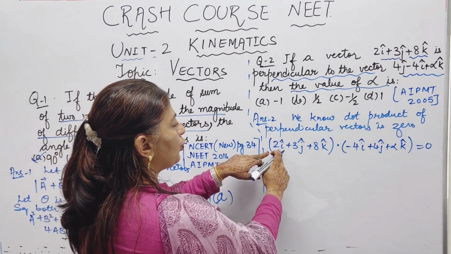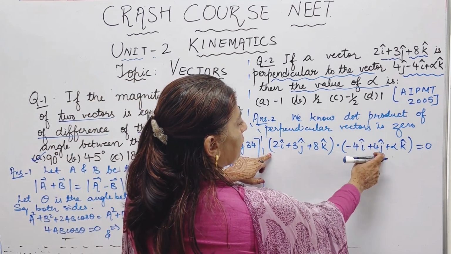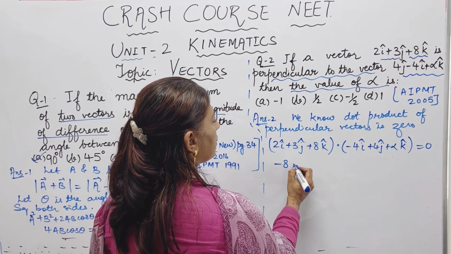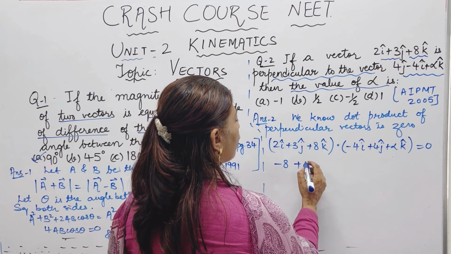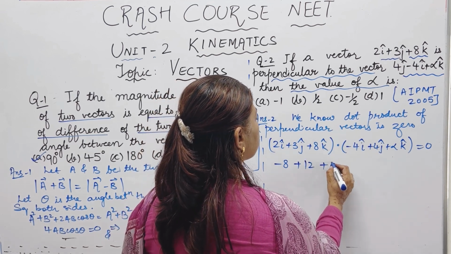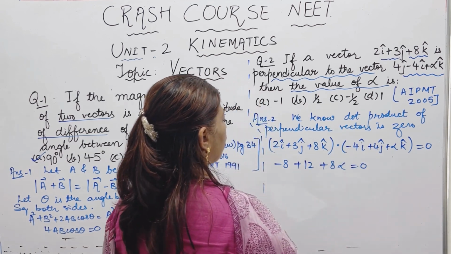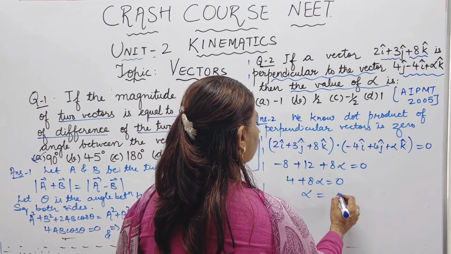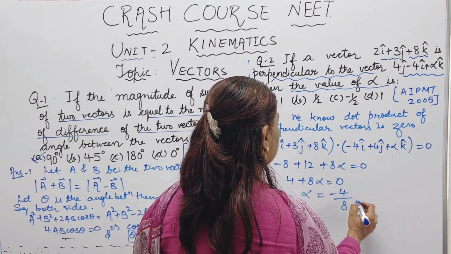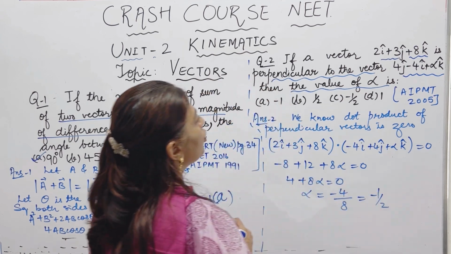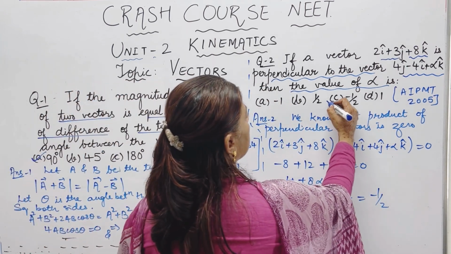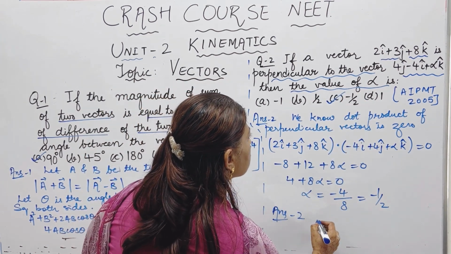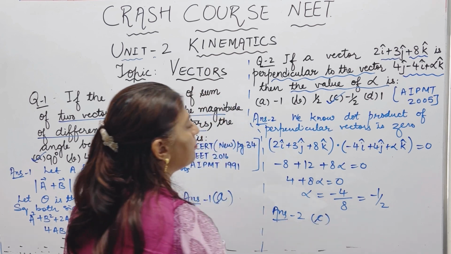Now 2i dot i will be 1, i dot j will be 0, i dot k will be 0. So it is minus 8 plus 3 into 4, 12. Similarly, 8 alpha is equal to 0. So alpha comes out minus 4 by 8, that is minus 1 by 2. So the correct option is C, minus 1 by 2, and the answer for the second is option number C, minus 1 by 2.